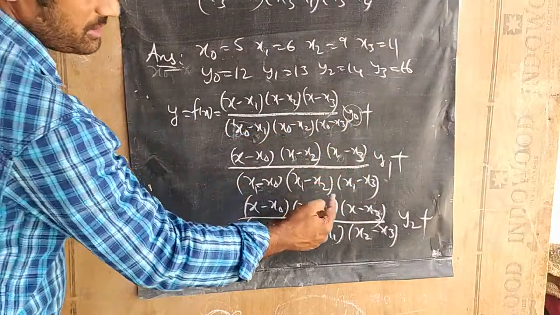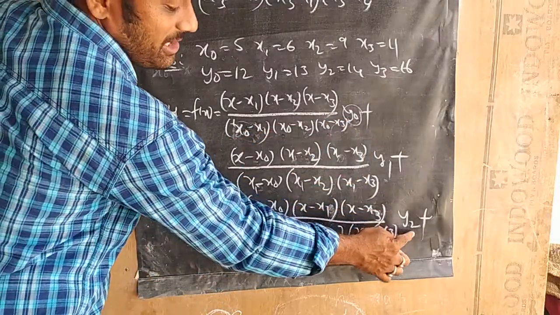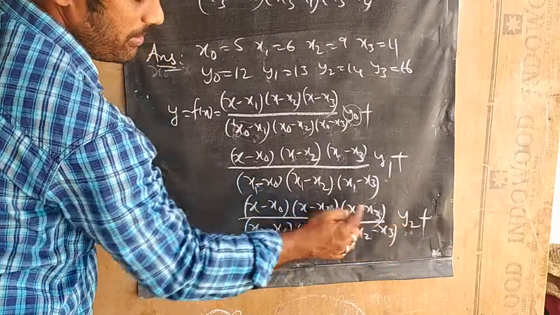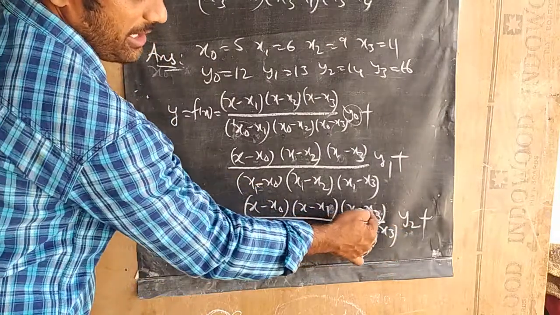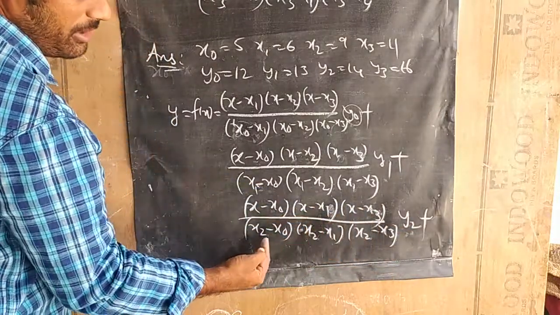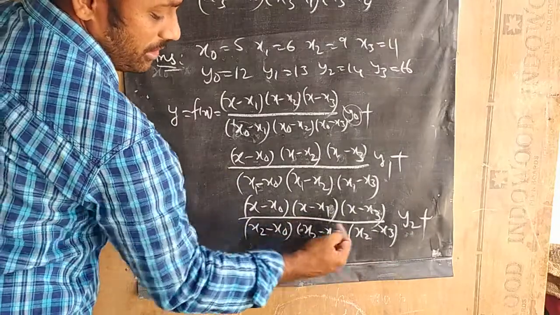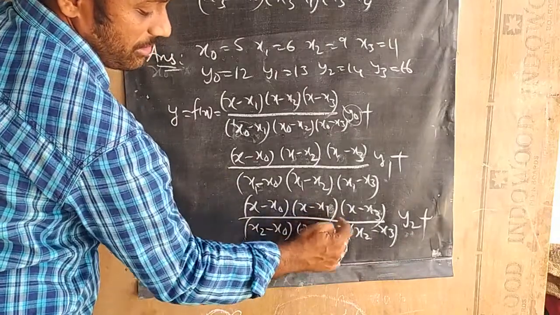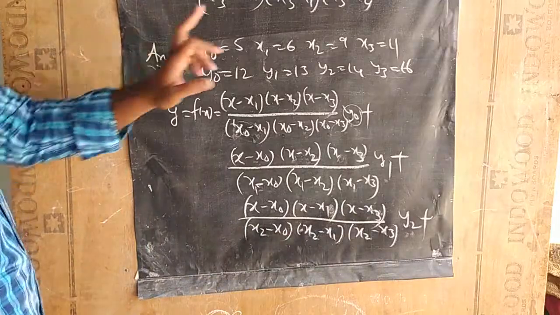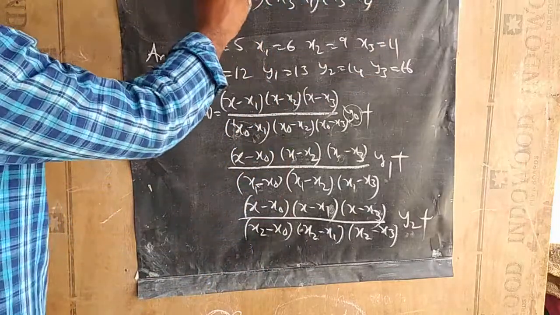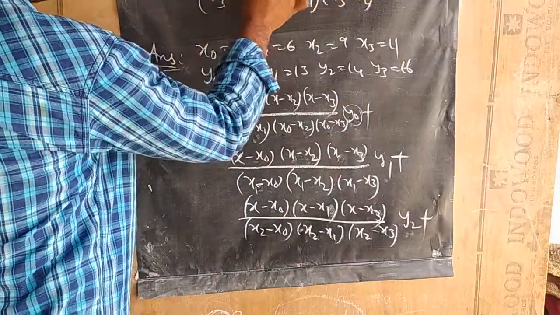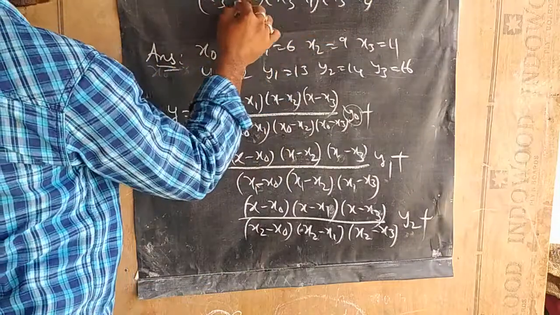Next, in the numerator, what is the term here? Second term now, so x2 will be missing here. Here x0, x1, x2 will be missing. In the denominator, that x2 will come in the front, and the remaining as it is, x0, x1, x2. Here y3 now, so the x3 term will be missing. See, in the numerator the x3 term is not there, so the x3 term will come here, with x0, x1, x2.